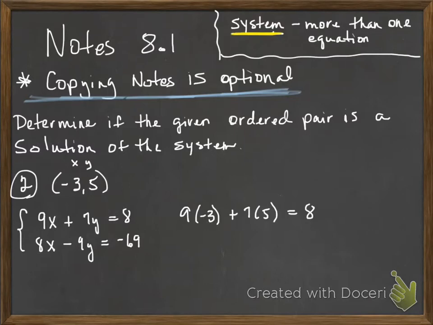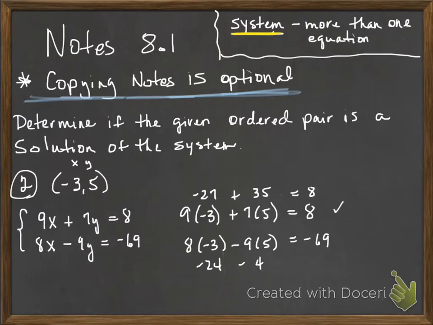So that gives me -27 plus 35, which does give me 8. So that means the point checks in the first equation, and then I'm going to try the ordered pair in the second equation. So 8 times -3 minus 9 times 5. We're checking to see if that equals -69. So that's going to be -24 minus 45, which does equal -69. So if the ordered pair is a solution to both equations, then it is a solution to the system, and you're just going to write yes if it is.